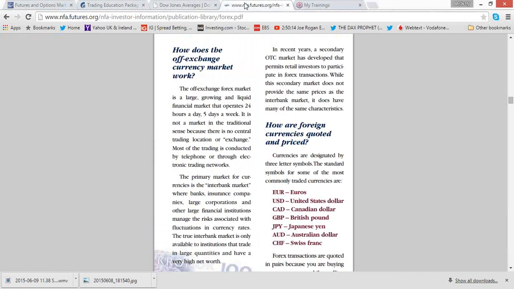A micro lot is the equivalent to a contract trading for 1,000 units of the base currency in a forex pair. As we have discussed, the base currency is the first currency in the pair, or the currency that the trader buys or sells. Trading in micro lots enables a trader to trade in small increments.